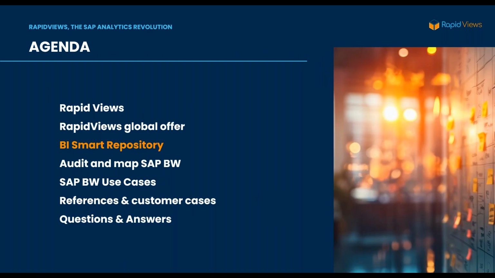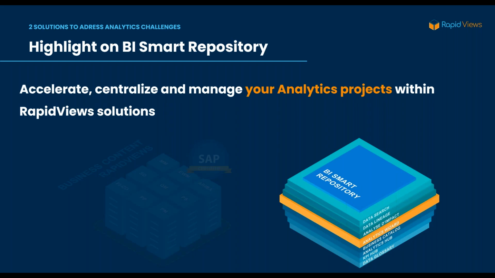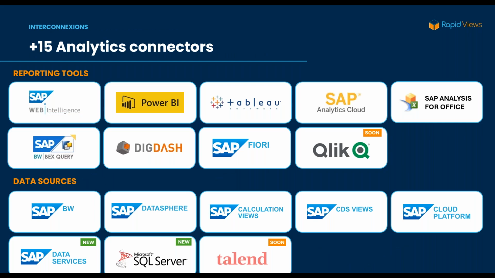Content is the first product from Rapid Use. The second product from Rapid Use is the BI Smart Repository. The BI Smart Repository helps customers to centralize and manage analytics projects. We have developed a lot of connectors, and the BI Smart Repository has the possibility to retrieve all the information from Web Intelligence reporting tool, Power BI, Tableau software, SAP Analytics Cloud, SAP Analysis for Office, BEx Query, Digdash, SAP Fiori Tile, and soon QlikView.